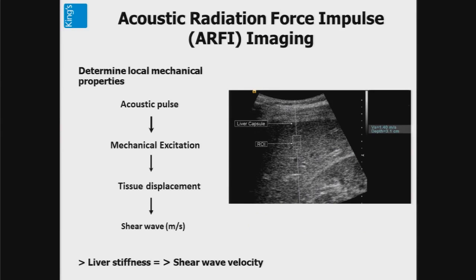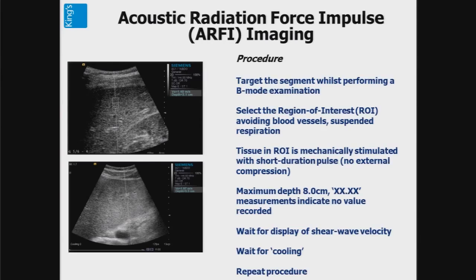You've got your region of interest, and you can vary the depth of that region of interest right down to 8 centimeters. It only used to be 5 centimeters. It goes down to 8 centimeters, and you get a reading on the machine. Basically, you target the segment, you press a button, avoiding vessels, in suspended respiration, with a mechanically stimulated short duration pulse. You get XXX if there's no reading, otherwise you get a measurement there. You wait for it to cool, and you repeat the procedure 10 times.